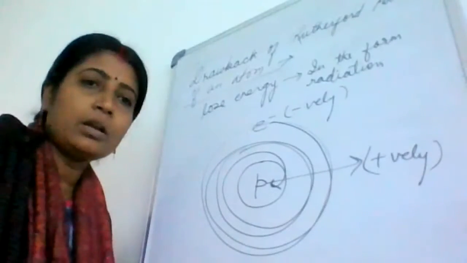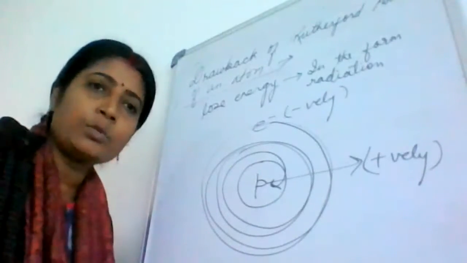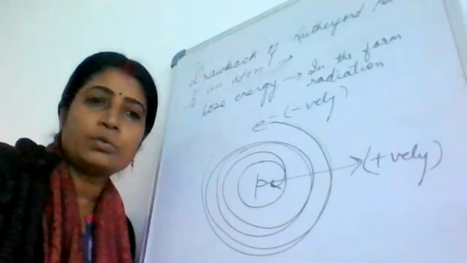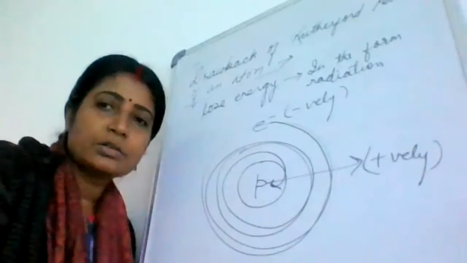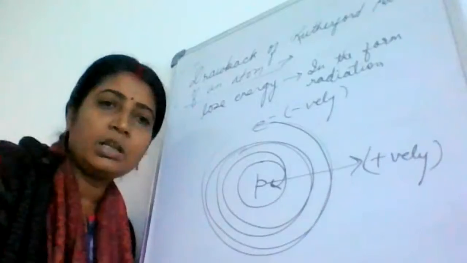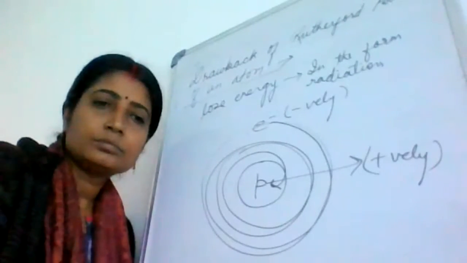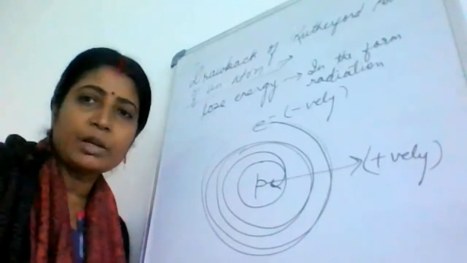So Rutherford postulated that the electron is continuously moving in the orbit, and then ultimately what's going to happen? It is going to fall into the nucleus, which is not at all correct. It's incorrect. So this has become what? Demerit. This has become a demerit, na? This is a demerit of Rutherford's model of an atom.